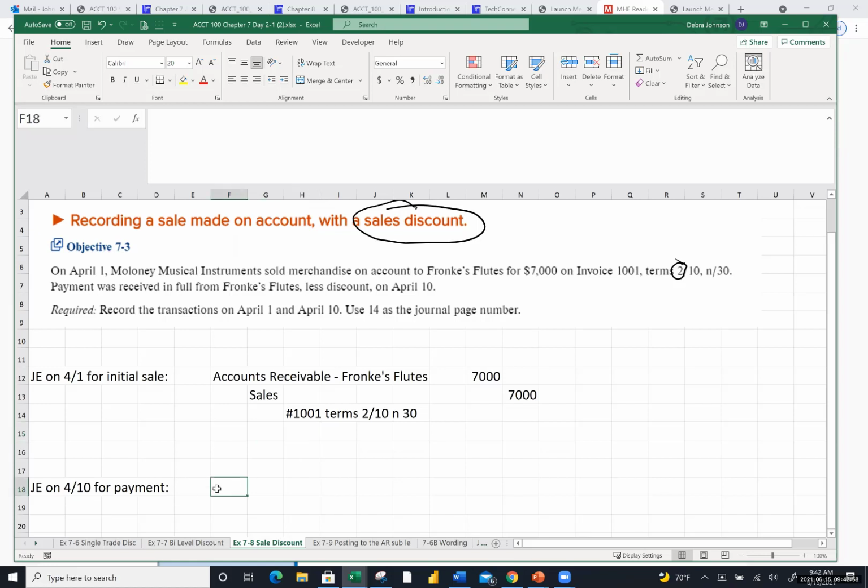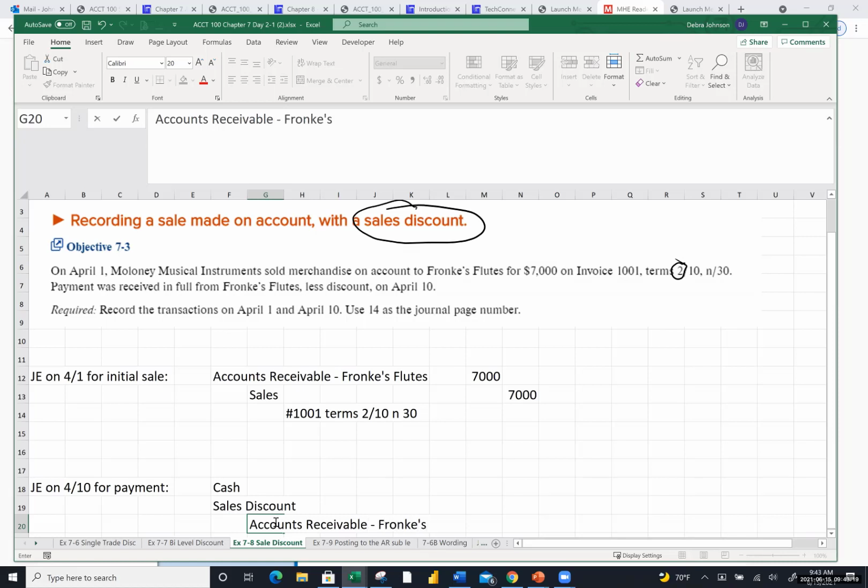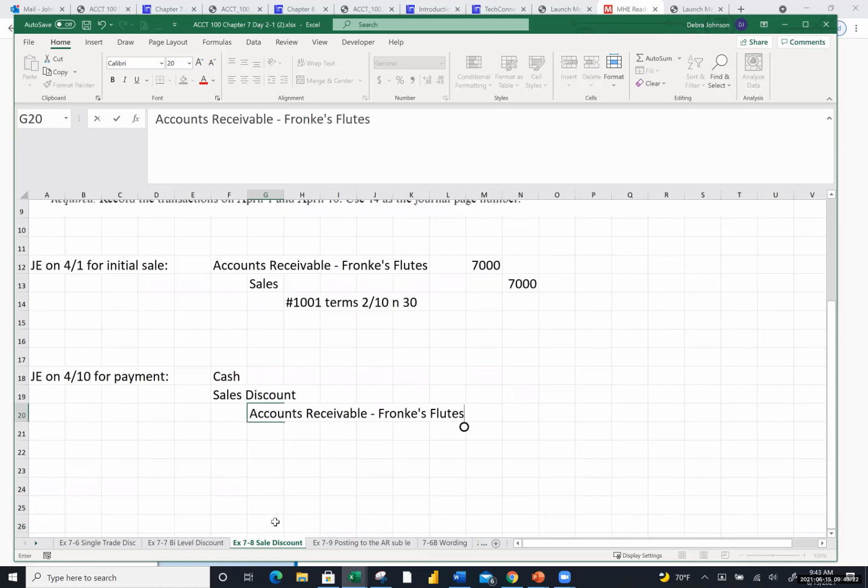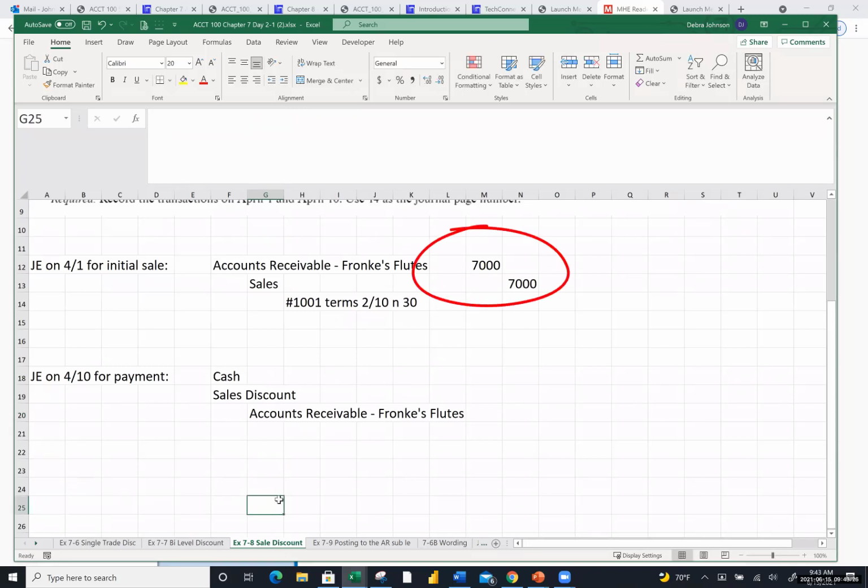And so here's where the new account, that new contra account comes in. So what's this going to look like? Well, we're going to get cash, but in addition to the cash, we're giving them a sales discount. And of course, I have to get rid of the whole accounts receivable because it's being paid off. So this is what I call the shell of the journal entry. We need to fill in the amounts. So let me go get rid of the accounts receivable. That's going to be the easiest for me, 7,000.